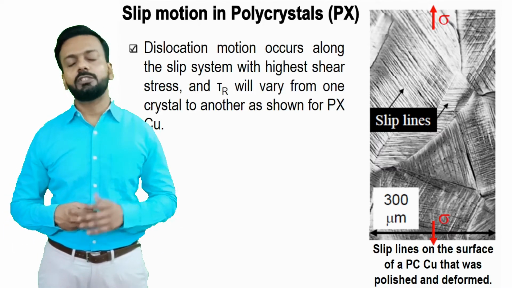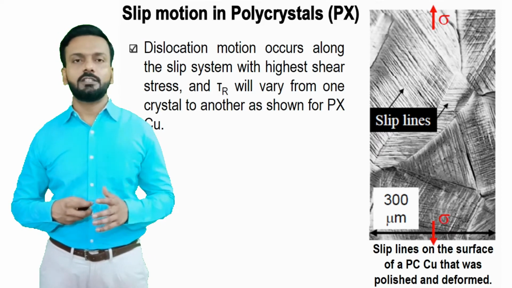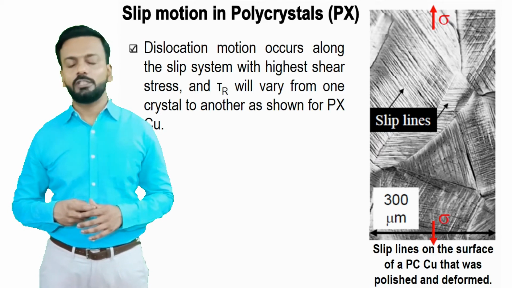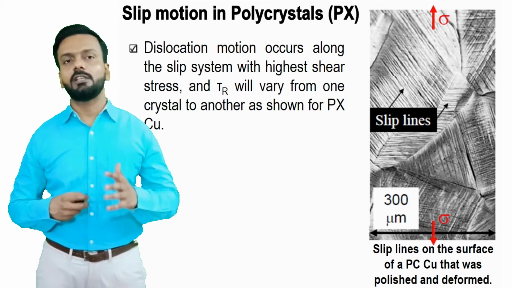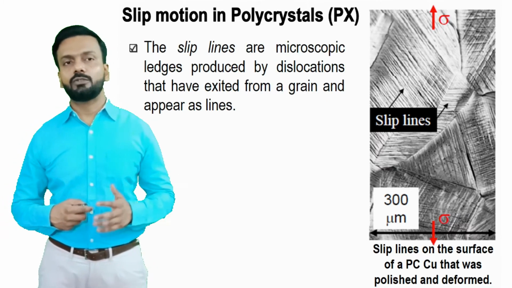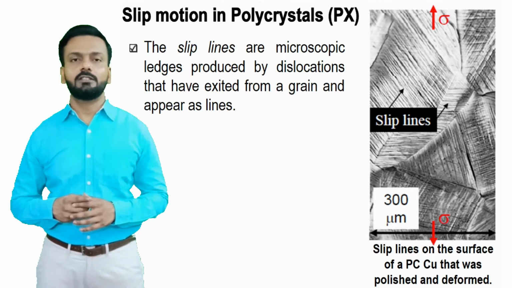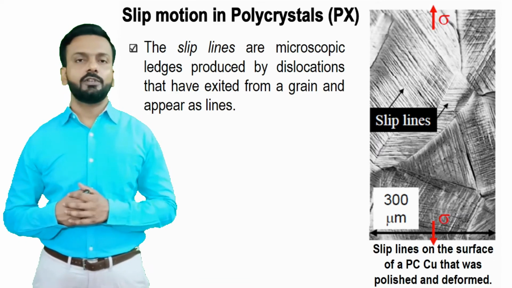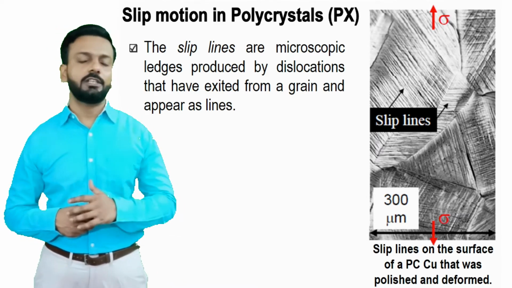Dislocation motion will occur along the slip system with the highest shear stress, and shear stress will vary from one crystal to another, as shown in the polycrystalline copper. So here we have a resolved shear stress, and this shear stress will help the material deform. The slip lines are microscopic ledges produced by dislocations that have exited from the grain and appear as a line. So the dislocations that have left the grain will look as if they are lines on the grains.